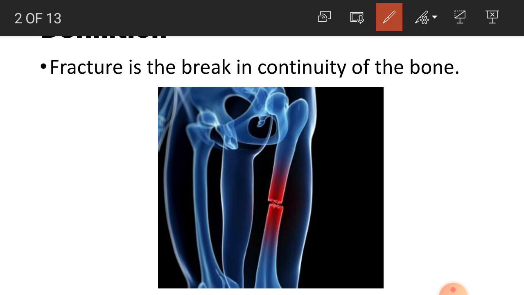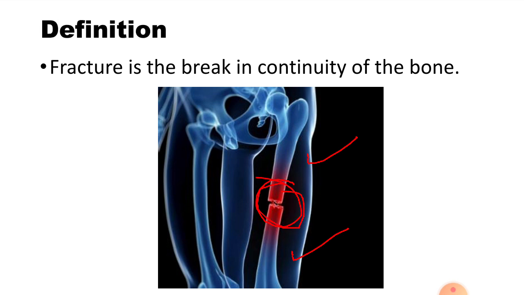So here you can see that there is a break in continuity of the bone. It will divide the bone into two fragments. First is the proximal fragment and the second is the distal fragment. And this is the fracture site, right? So it is generally a break in continuity of the bone.